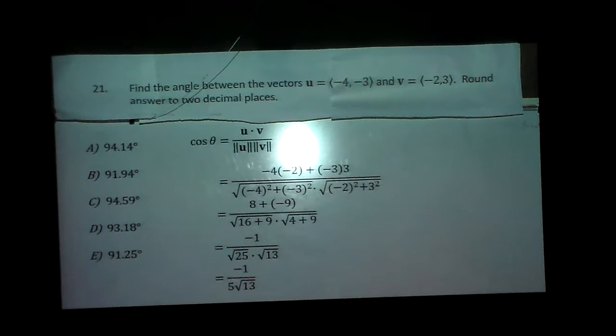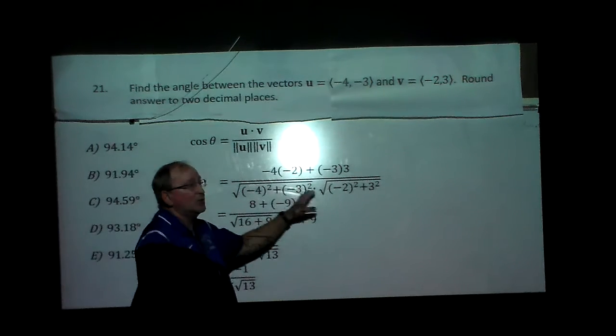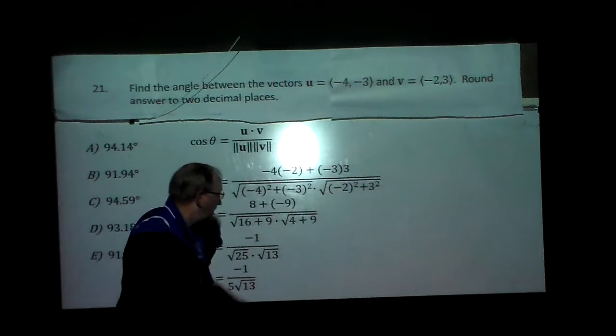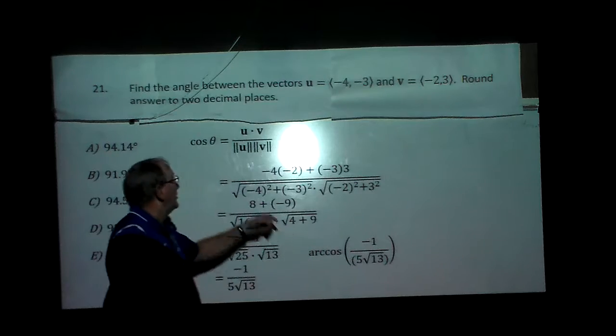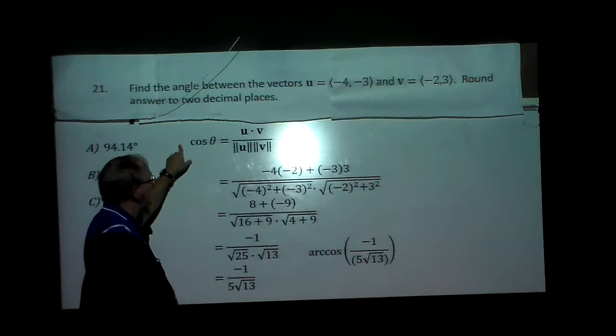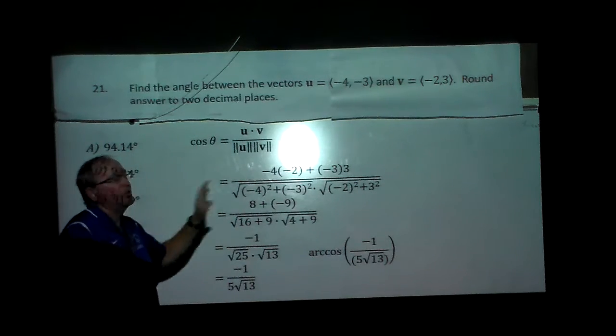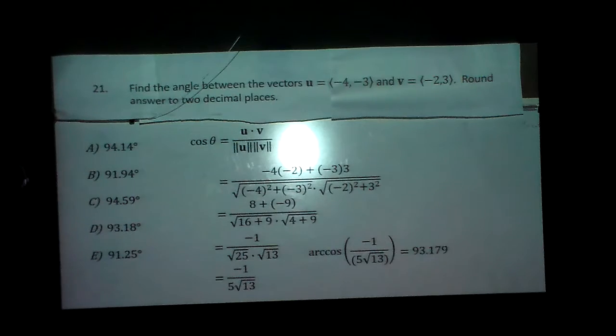And technically, I could have typed this all in my calculator, provided I did it correctly, put it in parentheses, and done this. I have to do arc cosine, so I want to find the angle. Remember, anytime you want to find the angle, it's always second cosine. Now, make sure your calculator is in degrees.